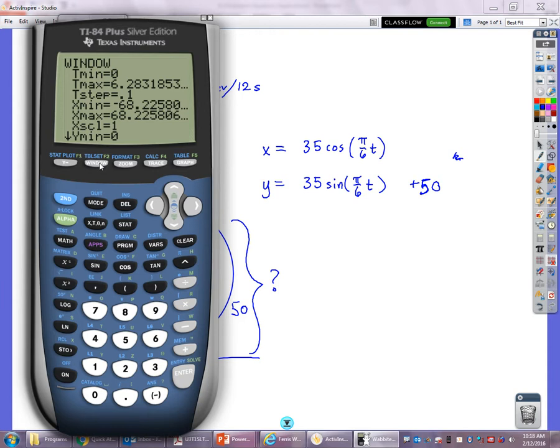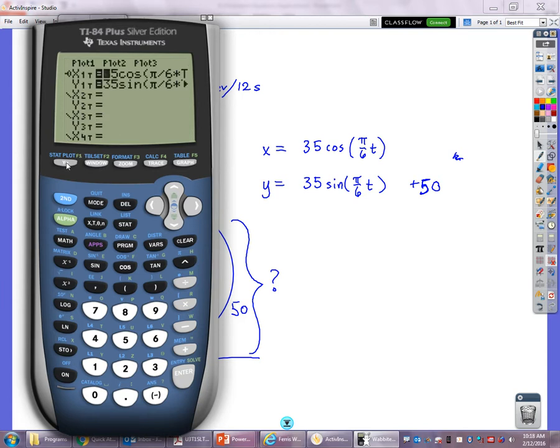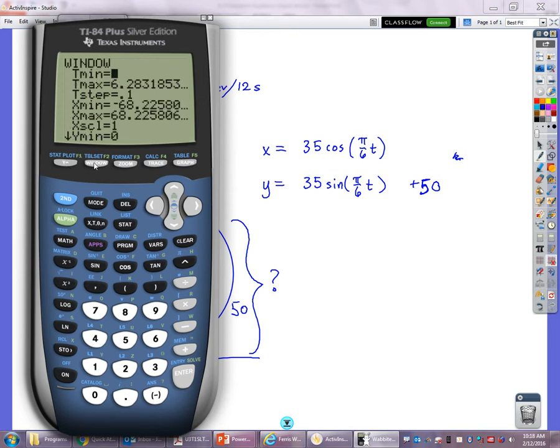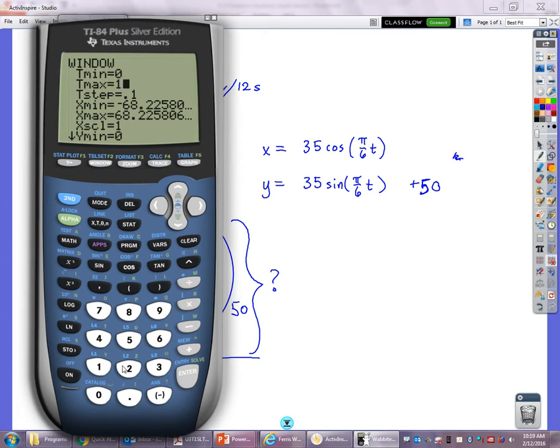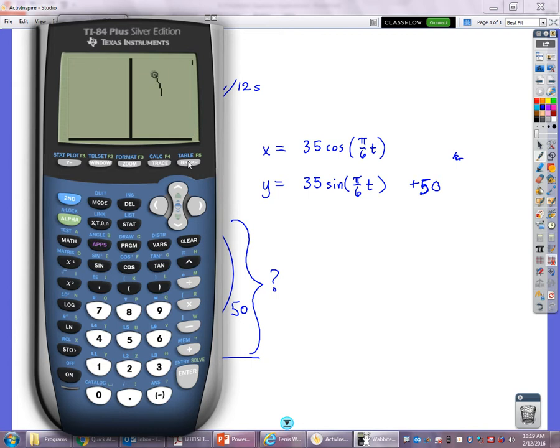Window. We did say it is pi over 6, right? Yeah, if you plug in 2, yeah. Oh, T max needs to be 12. Sorry. There we go. Is that going to give us the full circle? How would we get it to just graph one quadrant? Could we do that too? We could just do, there we go, 0 to 12 seconds.